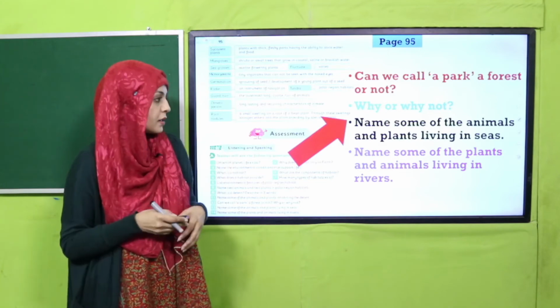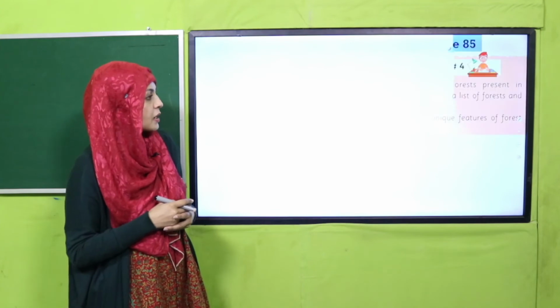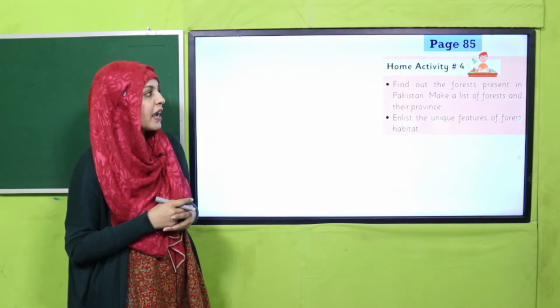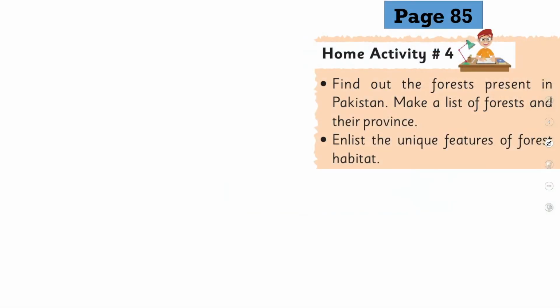And now, my dear students, we will move forward towards your homework, which is given on page number 85. Home activity number 4. Find out the forests present in Pakistan. Make a list of forests and their provinces and list the unique features of forest habitat.